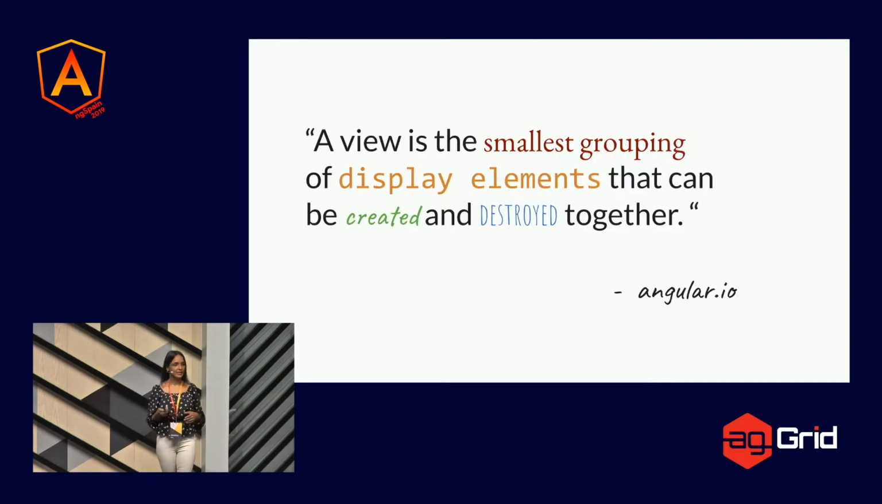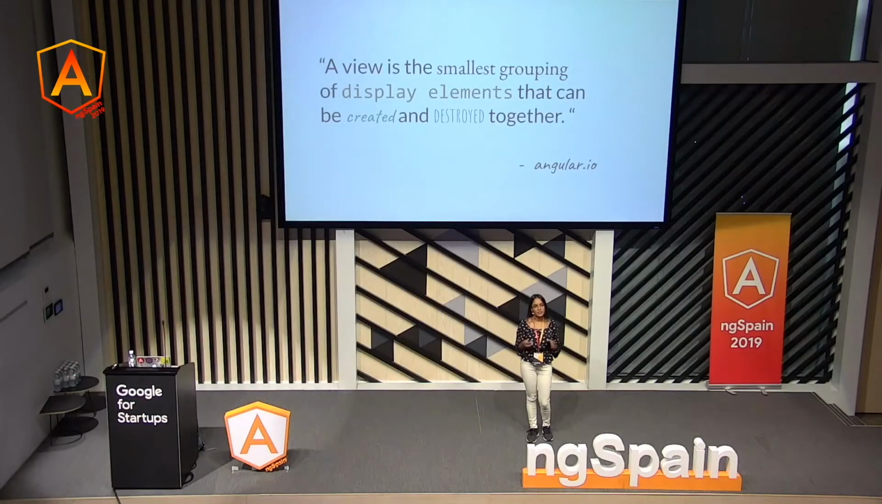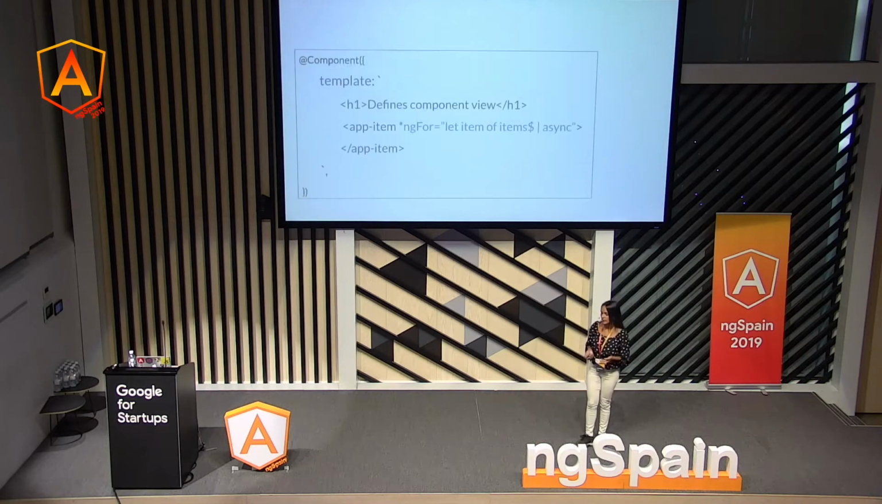So what exactly is a view? A view is a set of HTML that gets created and destroyed together. It is what gets rendered, it's what we see on the screen and what we interact with. And we define a component's view in its template.